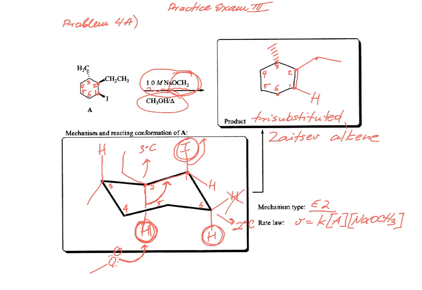For E2 elimination, the reaction rate depends on the concentration of both the alkyl halide and the base. Therefore, if we were to double the concentration of the alkyl halide and double the concentration of the base, the reaction rate would quadruple.